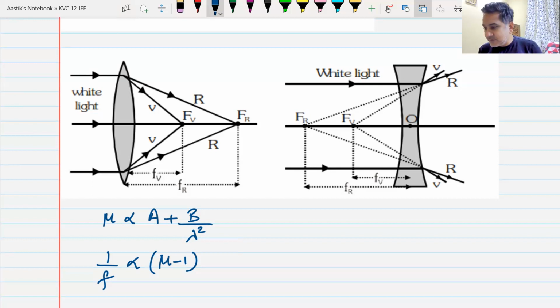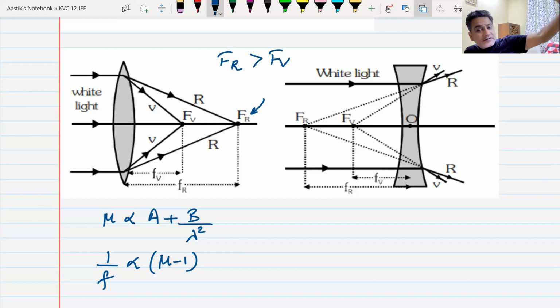Therefore, for different light, you will have different wavelengths, and for different light, you will have different focal lengths. Focal length for the red will be more than focal length for violet, and therefore, if white light is coming from infinity, violet light will get focus at the nearest point, and red light will get focus at the farthest point. The other light will get focus at different points between violet and red, whether it is a convex lens or a concave lens. Do you see this?